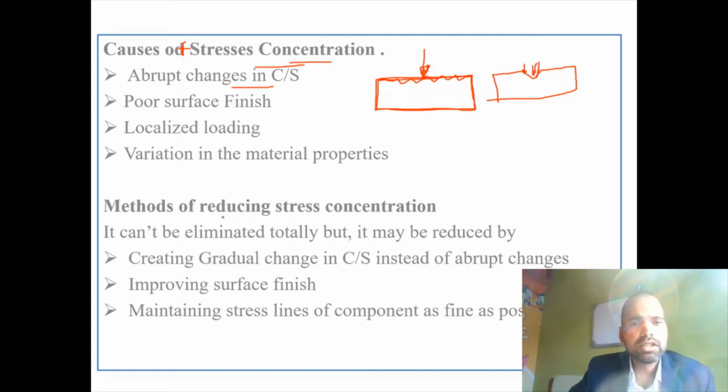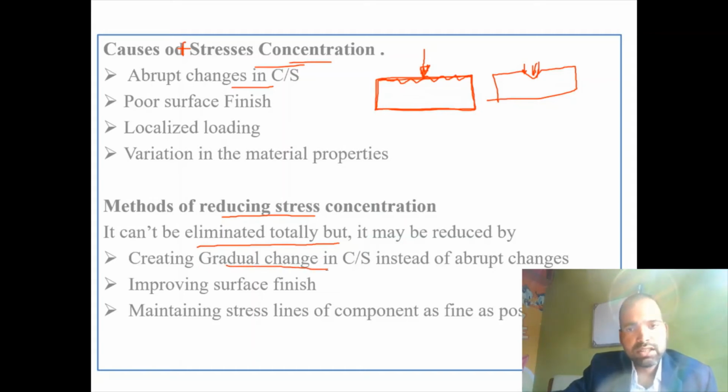Then what are the methods for reducing the stress concentration? Though stress concentration cannot be eliminated totally, because the irregularities in the component are sometimes functional irregularities, like in the case of joining two components with each other, we create a hole for the nut and bolt that joins the components. So these are functional irregularities in the component that we cannot eliminate, but we can reduce the effect of that stress concentration. How is the effect of stress concentration reduced?